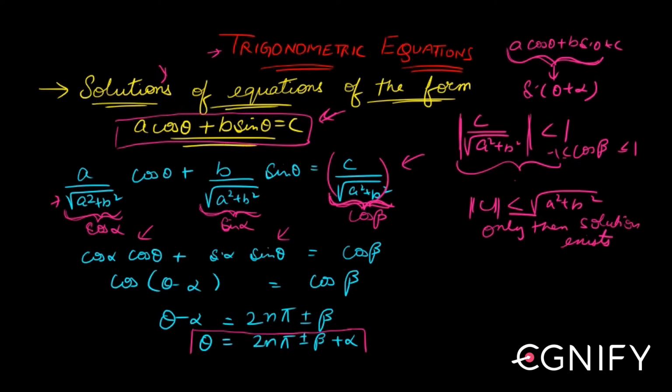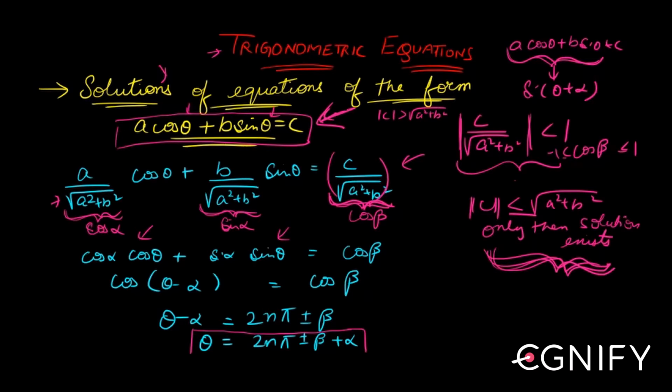So before you start solving this form, you first have to check this condition. If this condition holds good, only then you start solving, right? If this condition is violated, if you get mod c greater than under root a square plus b square, then forget it, don't need to solve anything, just mark the option that the equation has no solution, no theta will satisfy this given equation, right?